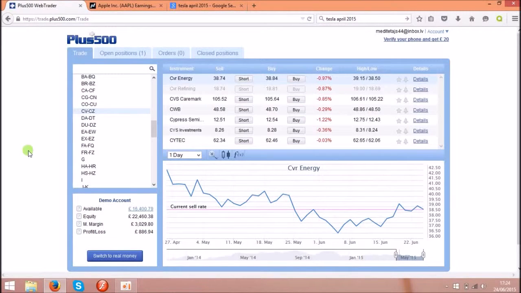Hello guys, today I'm going to show you how to make money online by using Pools 500 trading shares, and I will show you the guaranteed profit that you can make yourself. It's like 500% or 250%. The first one is Apple. It's 250% profit. So how can you make this profit?